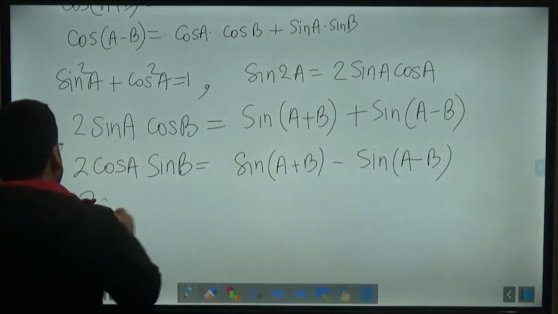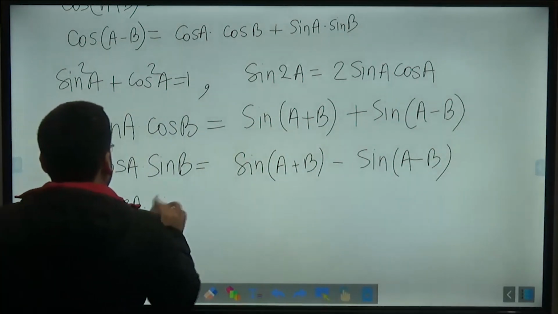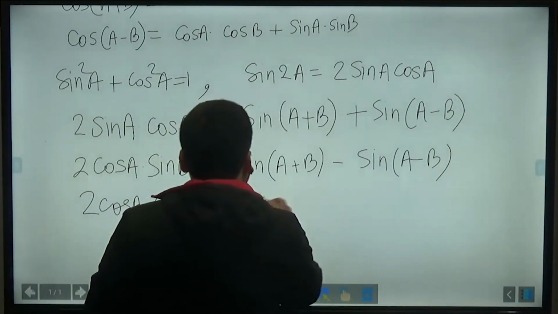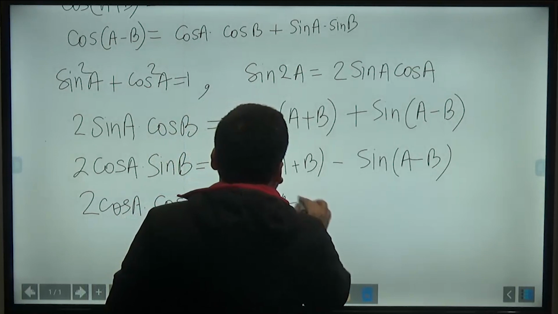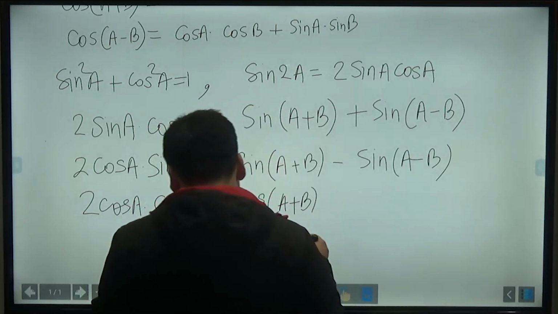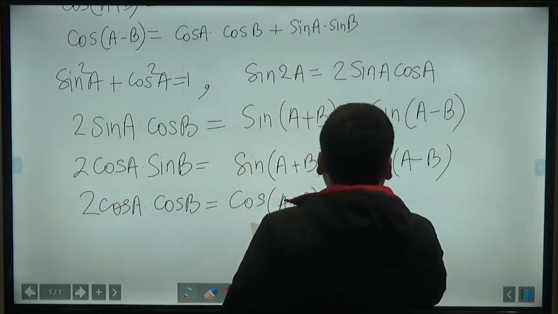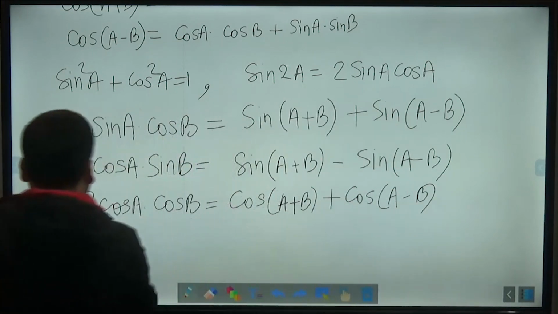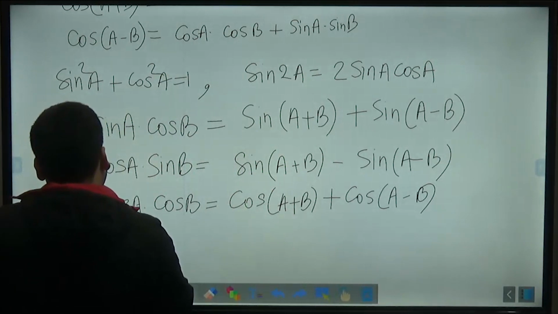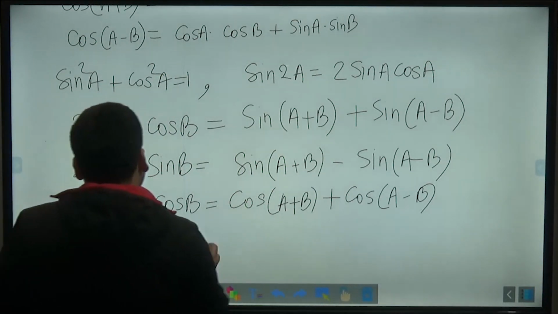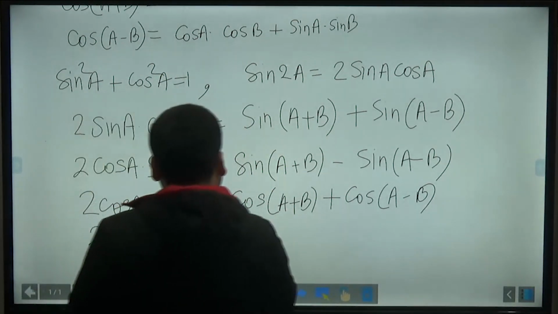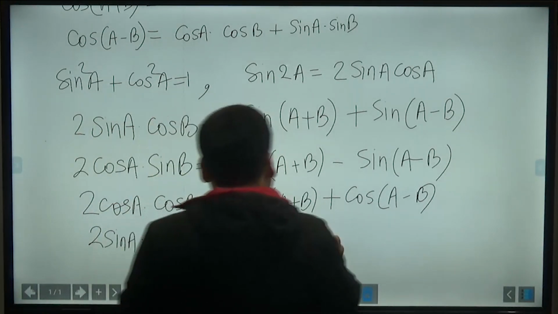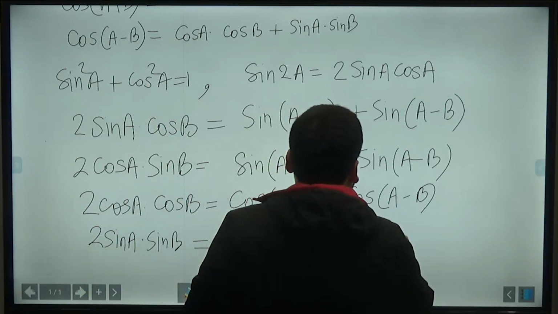Then we have 2 cos a cos b, which will be equal to cos(a plus b) plus cos(a minus b). Then we have 2 sin a sin b, which is equal to cos(a minus b) minus cos(a plus b).